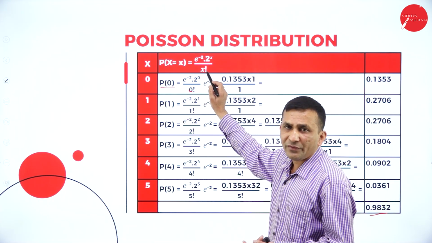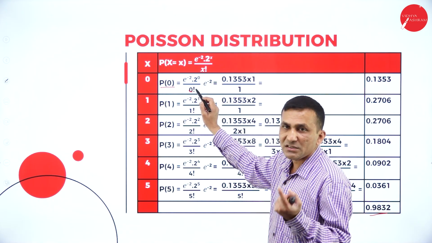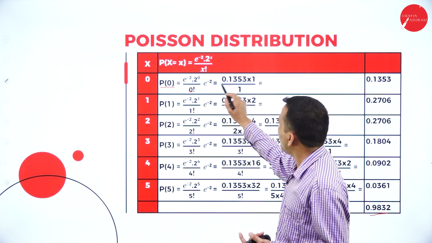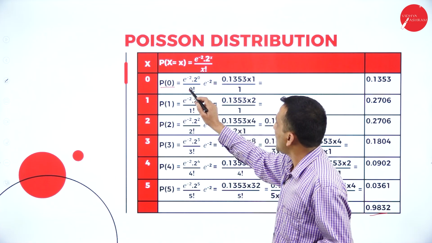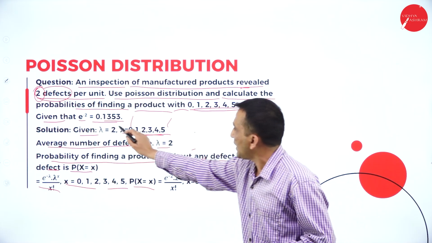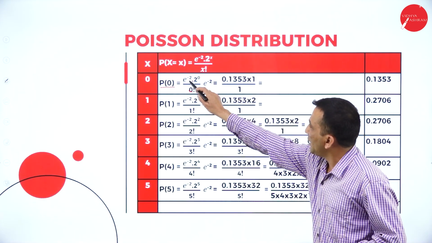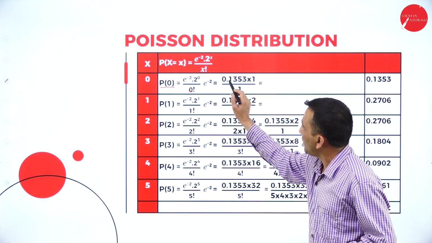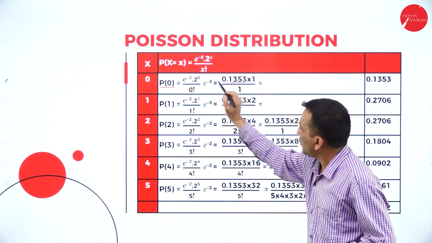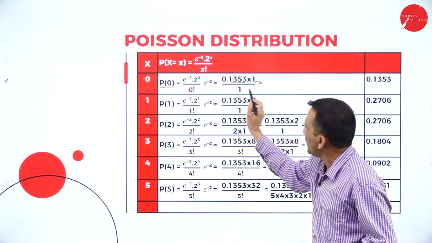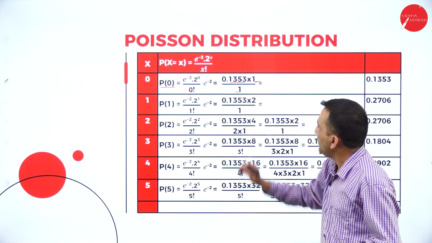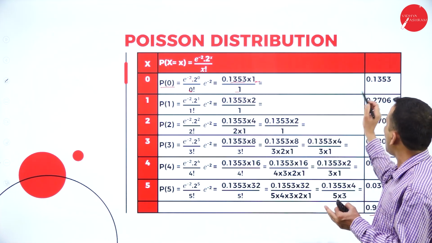Anything to the power of 0 gives 1, and anything over 0 factorial also gives 1. So e to the power of minus lambda, which is given directly in the question, is 0.1353. So we directly write e to the power of minus lambda. 2 to the power of 0 is 1, and 0 factorial is 1. If you multiply directly, the e to the power of minus lambda stays the same.